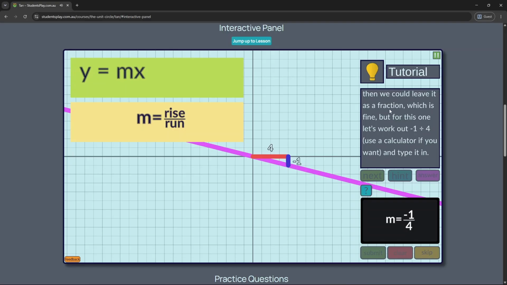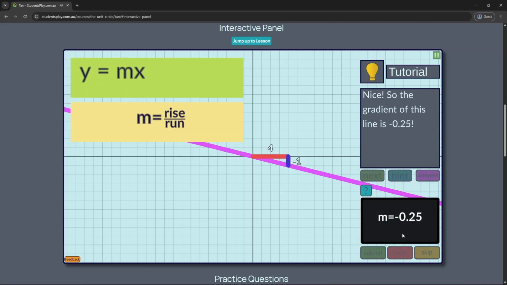Then we could leave it as a fraction, which is fine. But for this one, let's work out -1 divided by 4. You can use a calculator if you want to, and you can type it in. So -1 over 4, that's just going to be -0.25. Nice, so the gradient of this line is -0.25. Cool.